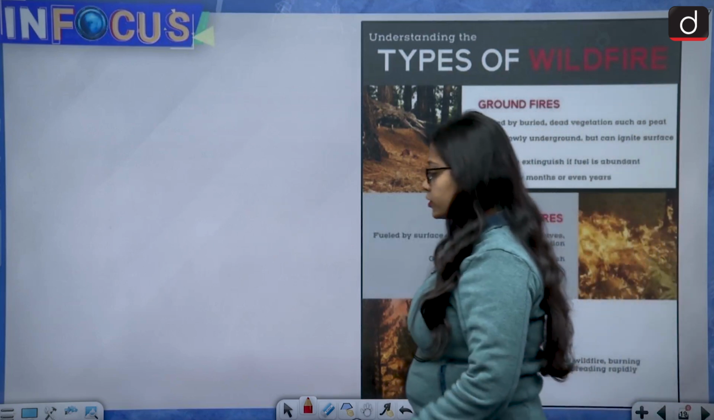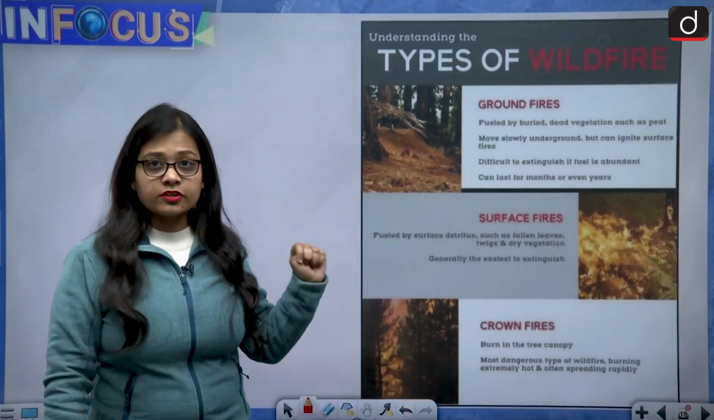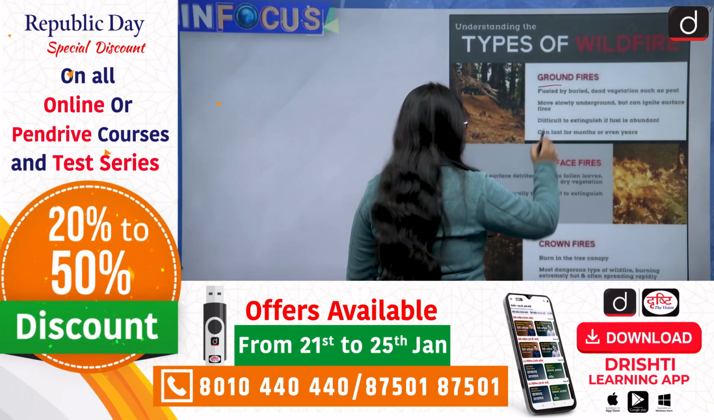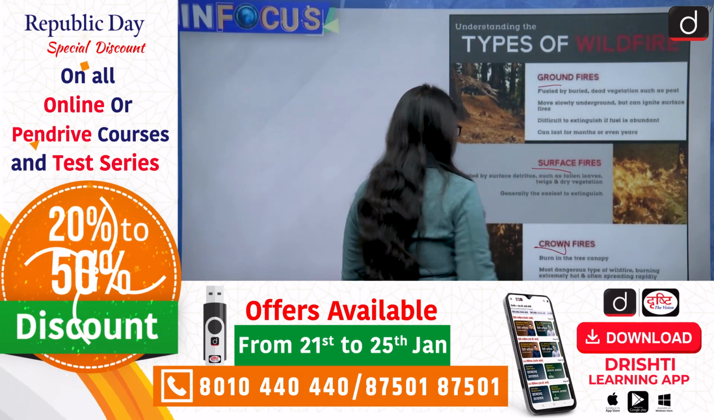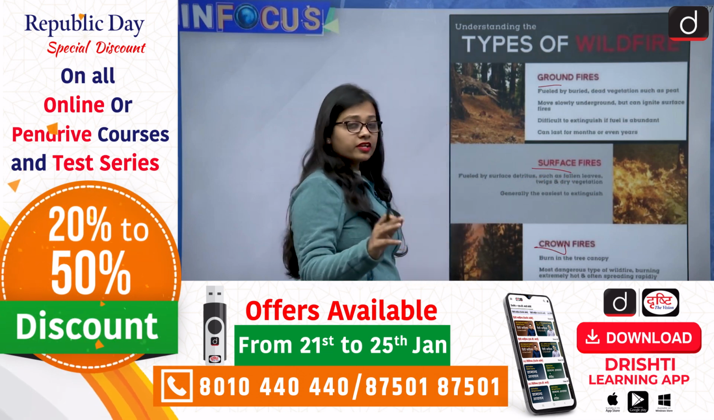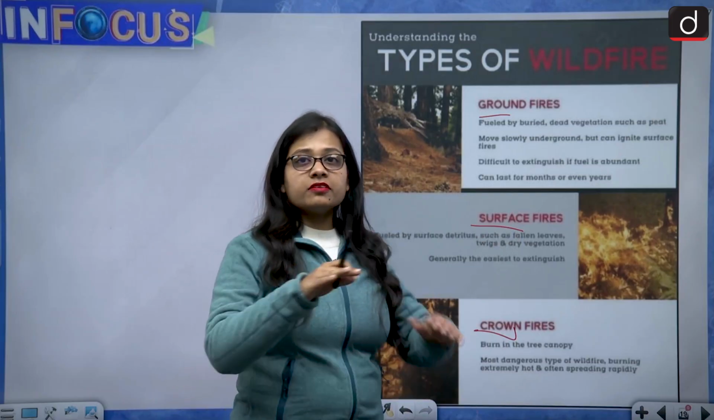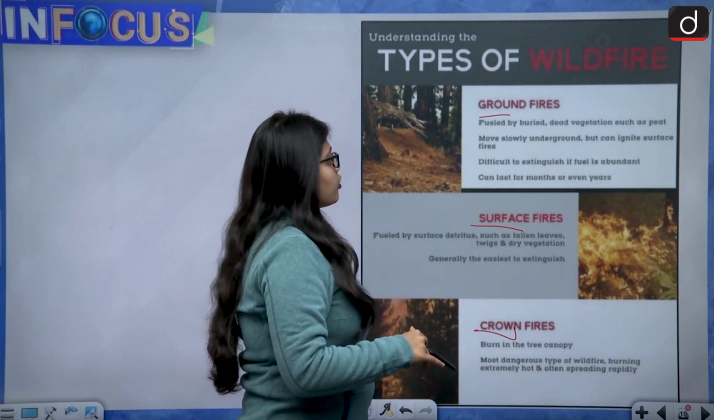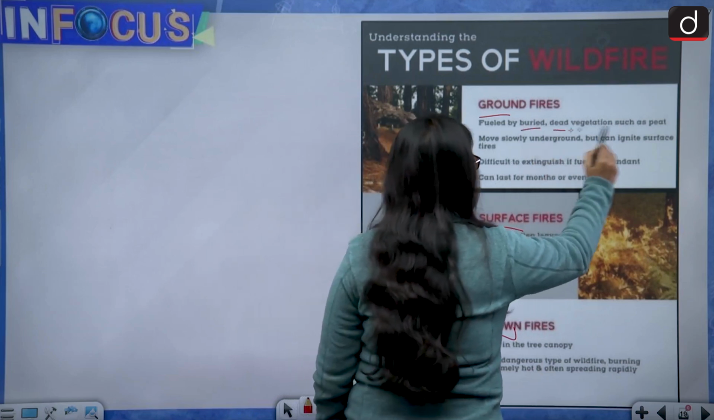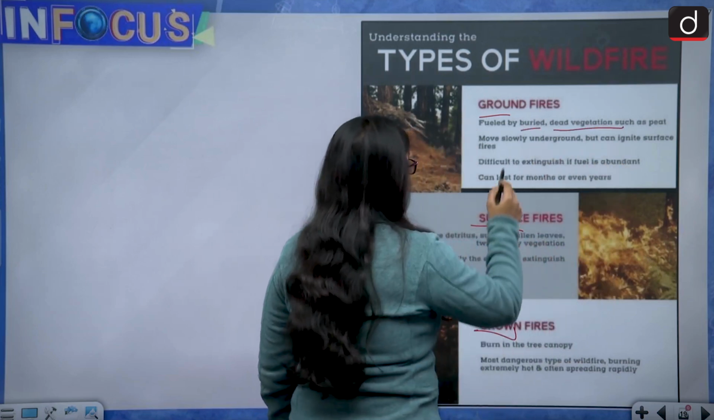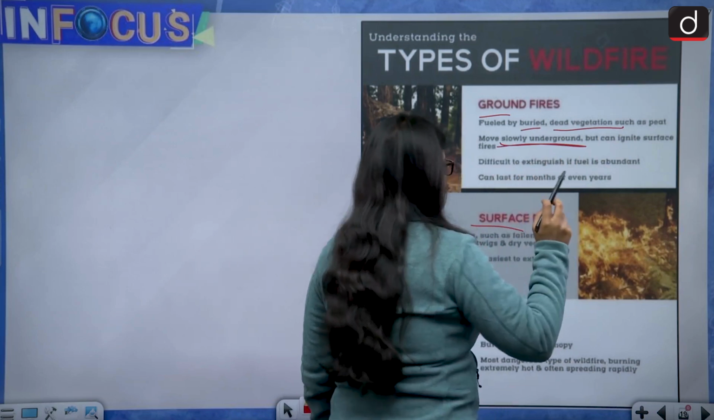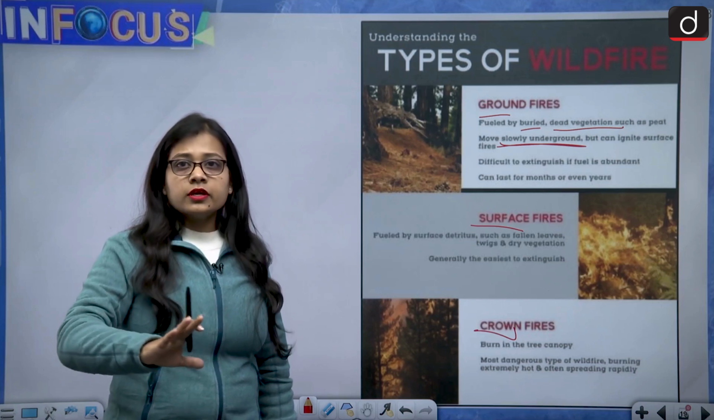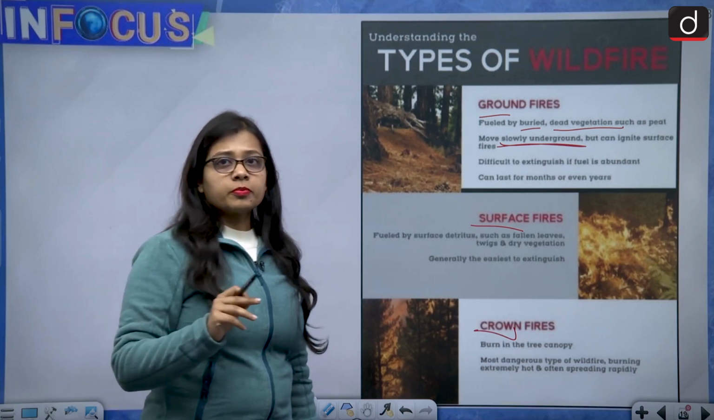Now let's talk about the types of forest fire, as we just discussed what is forest fire. So the types of forest fire can be ground fire, surface fire and crown fires. So let's start with ground fire. As the name itself is telling, the fire starts on the ground. So it is fueled by buried dead vegetation such as peat and moves slowly underground, and it is difficult to suppress. As it goes on underground, it is very difficult to suppress it.